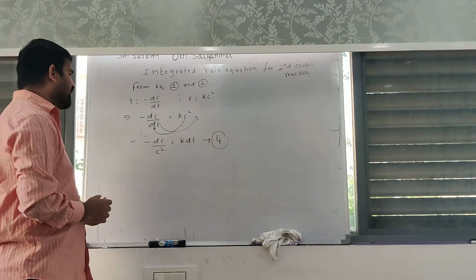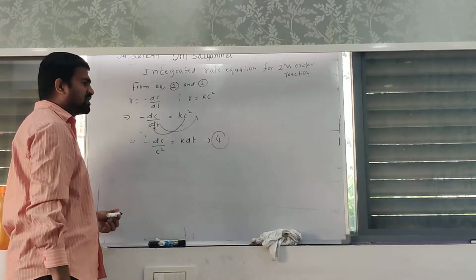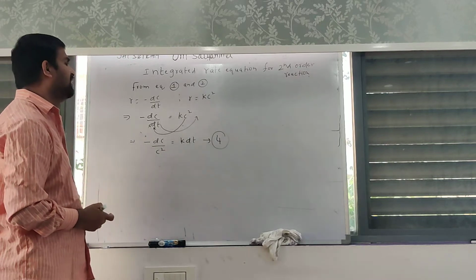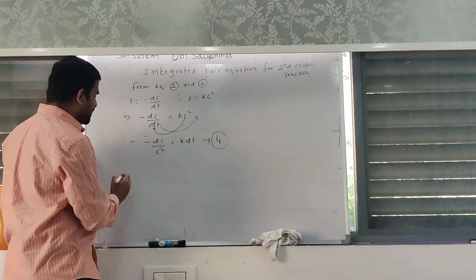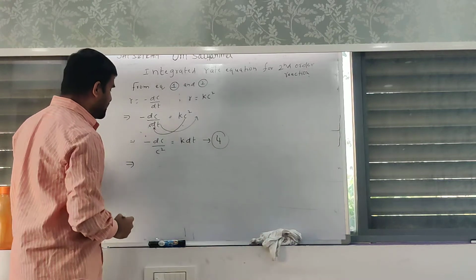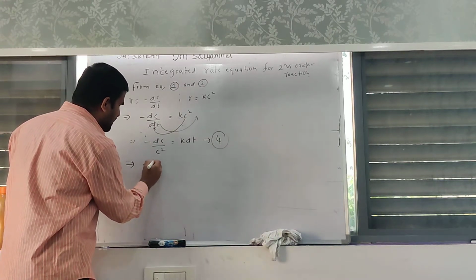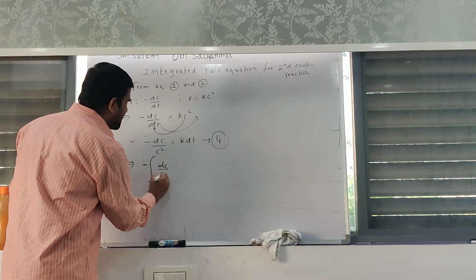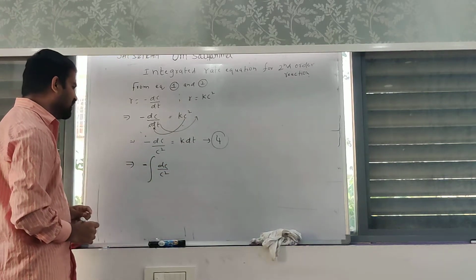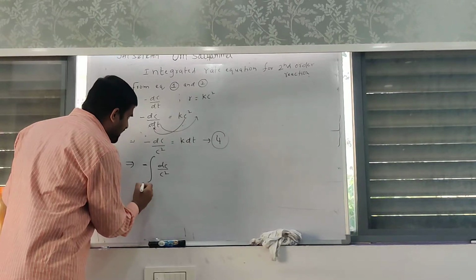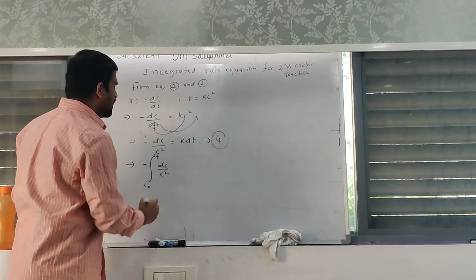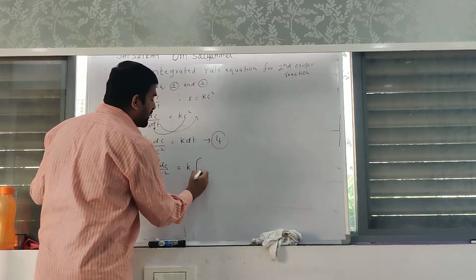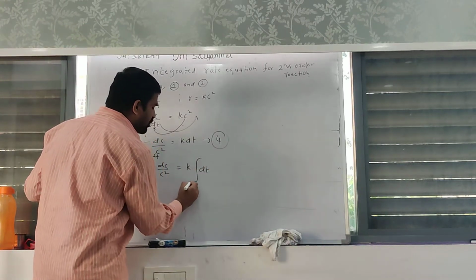I can remove the d value, so I can integrate this equation with limits. Integrate this equation with limits. Here dc by c square, with limits c naught to ct, is equal to k into integral dt from 0 to t.